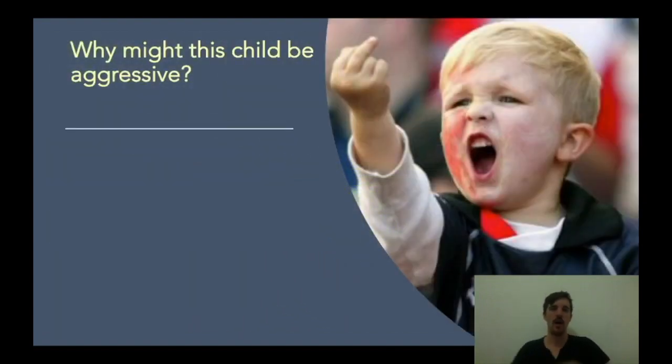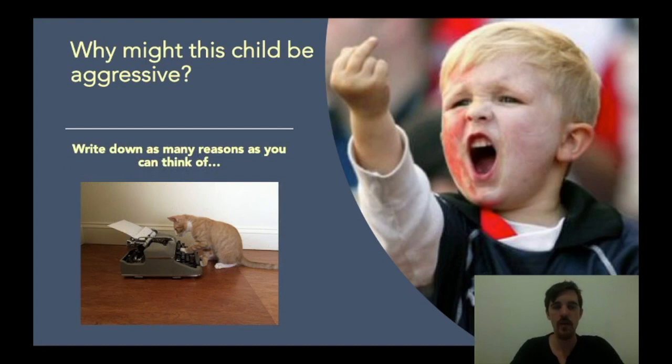Okay, so I've got a question: why might this child, as you can see pictured, be aggressive? I want you to write down as many reasons as you can think of. Why would such a child be showing displays of such aggression? You can see the scrunched up face, the hand gesture, the mouth. You can see there's a lot of harshness in his manner. So why would he be this way?